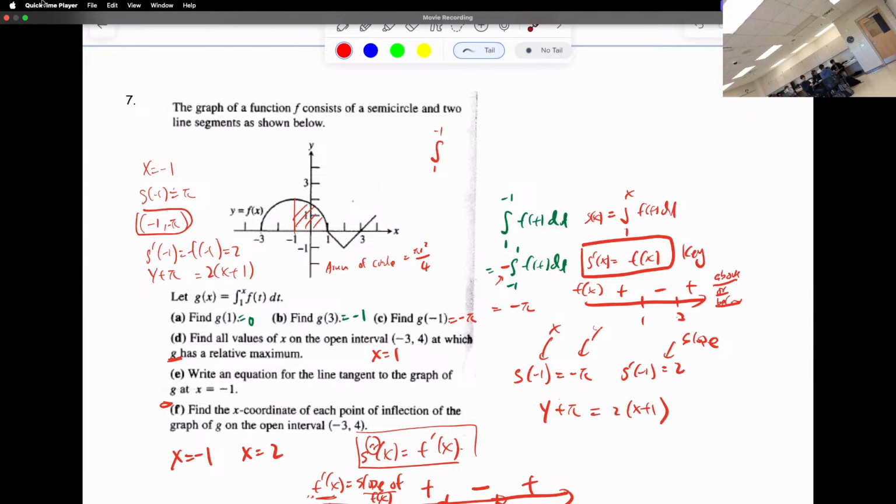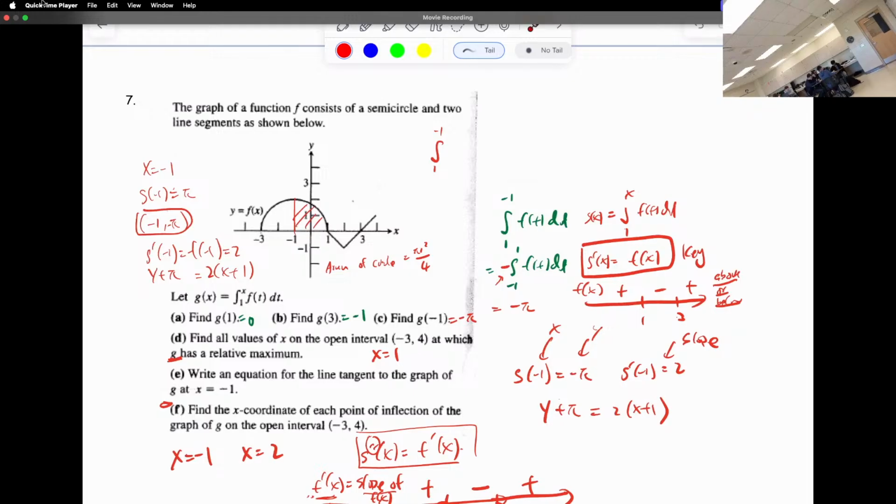Why is that? So why is F2? If F prime is equal to... let's show you, F prime is equal to F, y is 2 and -1. So why is it 2 and -1? Because G double prime x equals F prime x.